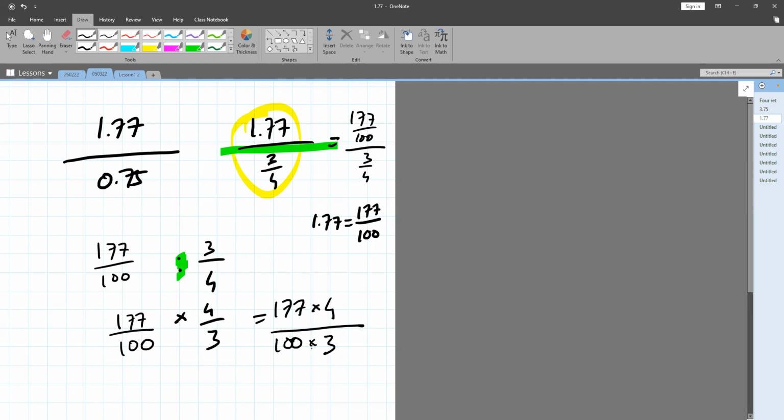Now, again, we can simplify it. Let's simplify first rather than multiplying first. First of all, you see here we have 4, here we have 100, right? So basically, if you divide both by 4, this will be 1 and this will be 25. Now, the second thing here is, can we divide 177 by 3? Okay, what is that?